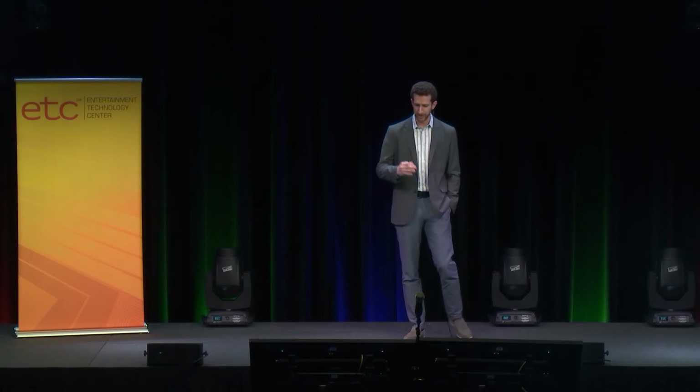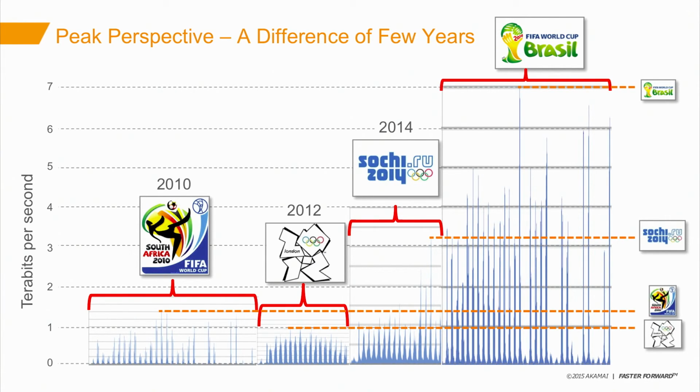What's interesting here is that you see a bit of a step down from the FIFA event 2 years prior. And the reason for that is the Olympics are a unique style of event. A lot of folks are watching on demand, et cetera. And then things really started taking off in 2014 during the Winter Olympics in Sochi. And the World Cup in 2014 blew out every record we had seen beforehand.